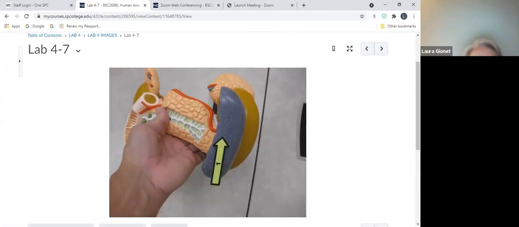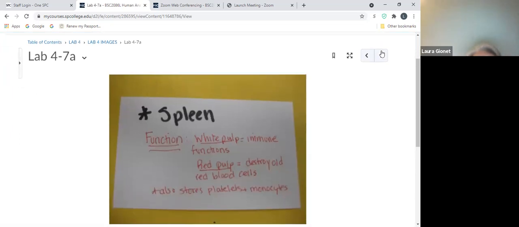Okay, then we have a spleen, number 1. That's a spleen. The spleen functions to filter blood, right? I'm not going to ask you to distinguish between a white pulp and a red pulp, really throughout the whole thing.